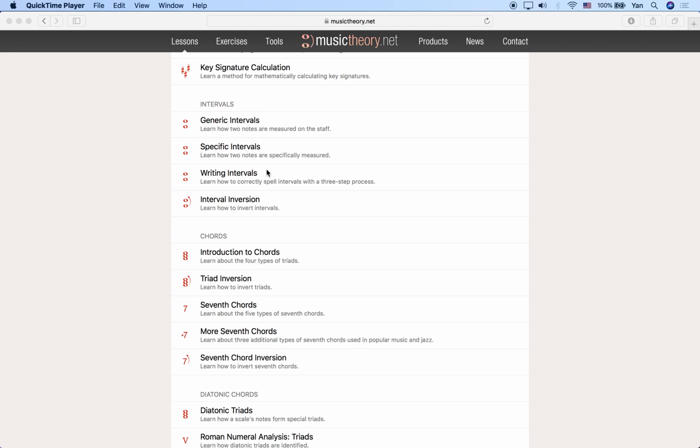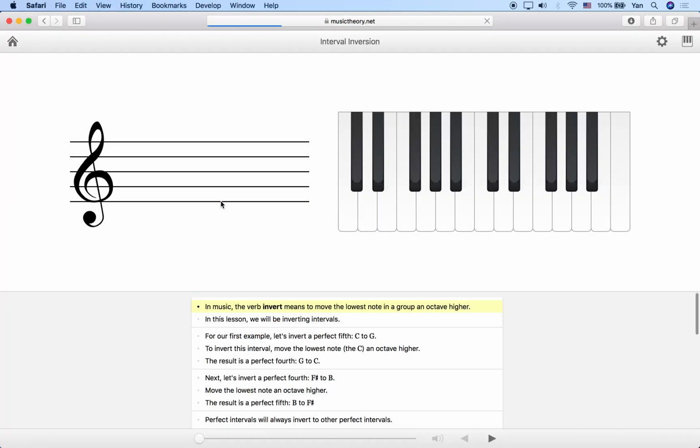Because I went through it in a lot of detail in the exercise, I'm just going to skip it, since it's a lot of the same stuff that we already talked about. But if you want to go through it again as a review, you should go ahead and do that at home. I'm going to go over to interval inversion because this is new. All right, so let's click on this lesson.